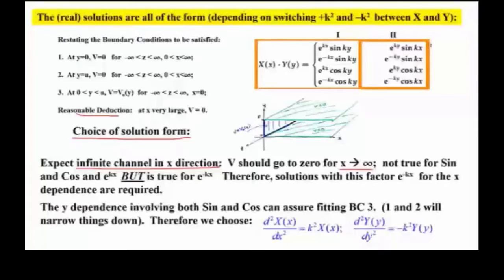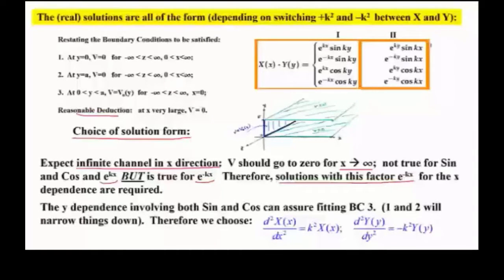This is not true for the sine and cosine, and it's certainly not true for e to the kx, k positive, but it is true for e to the minus kx. As a consequence, solutions with this factor are required because those will go to 0 in x as desired. The sines and cosines wouldn't do that.